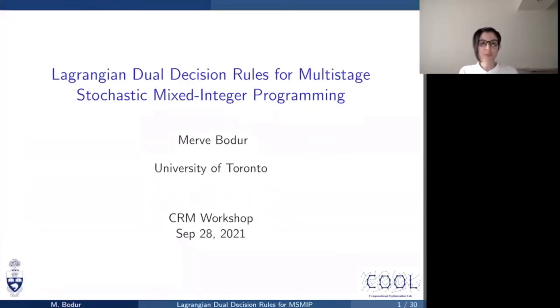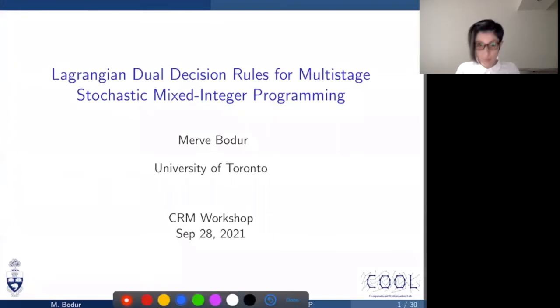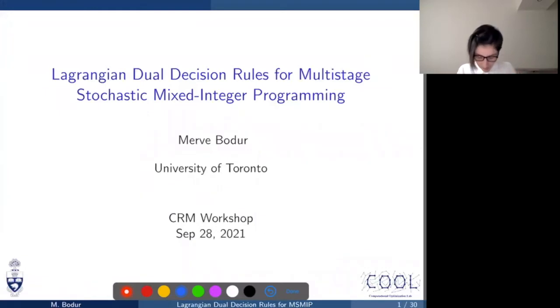So today I will talk about Lagrangian dual decision rules for this very complicated class of problems, namely multi-stage stochastic integer programming. By the way, you will also be seeing my color palette there. I wanted to be safe, so I just connected my iPad and am directly sharing my iPad screen. So sorry about that if it's a little bit of a distraction.